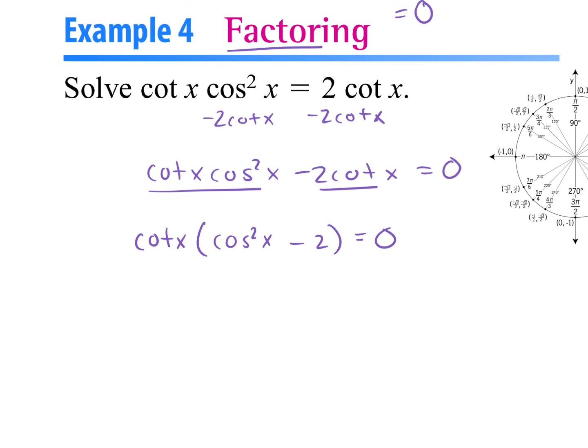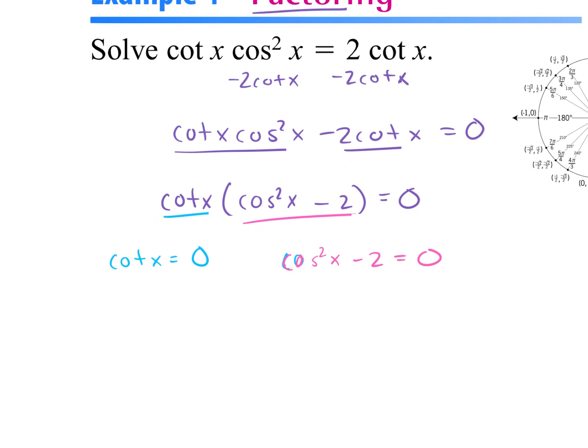So we divided out that cotangent, factored out the cotangent. Now I can just set each piece equal to 0. So I would say cotangent of x is equal to 0, and cosine squared minus 2 is equal to 0. I'm going to treat each one separately. I'm going to find out where cotangent of x is 0, and then I'll do the cosine one after that.